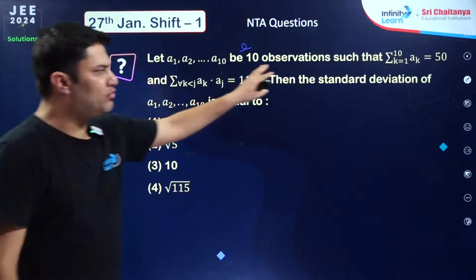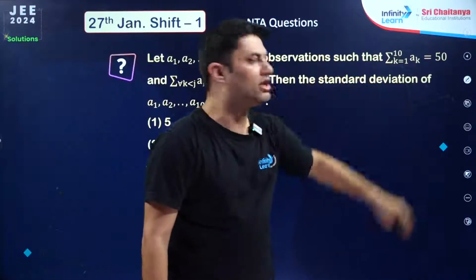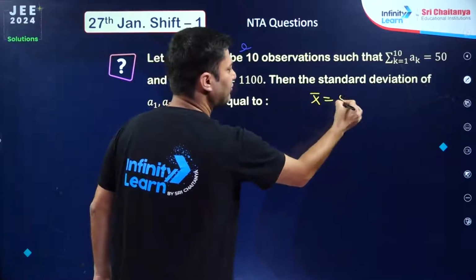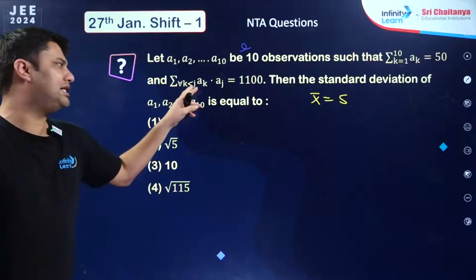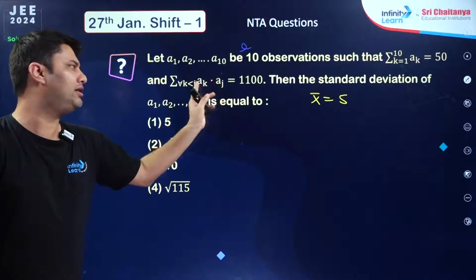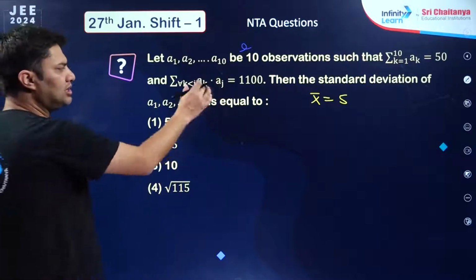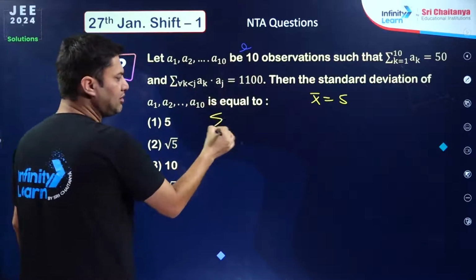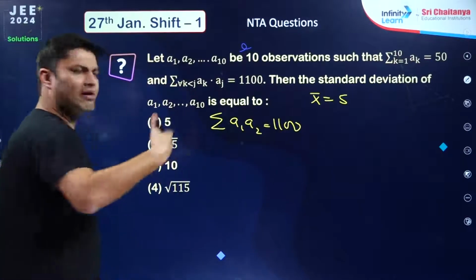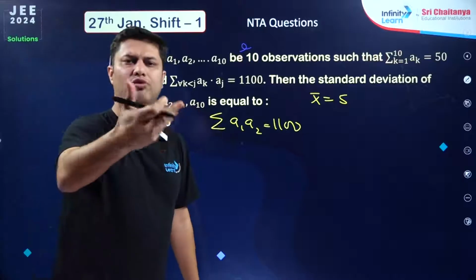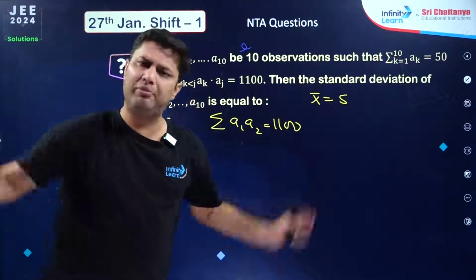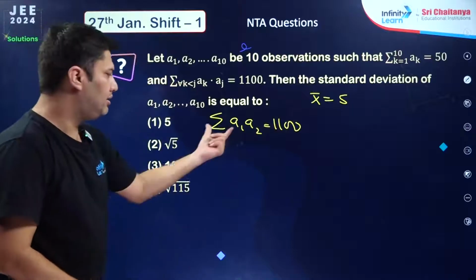So there are 10 observations such that the sum of the observations is 50, or you can say the mean of the observations is 5. And k less than j means all the pairs taken two at a time: a1 a2, a1 a3, a1 a4, a1 a5, a2 a3, a2 a4, a3 a4, a3 a5. The sum of the products of all pairs taken two at a time is 1100.